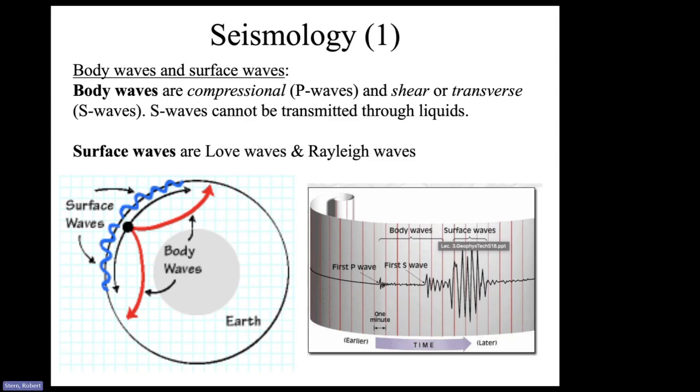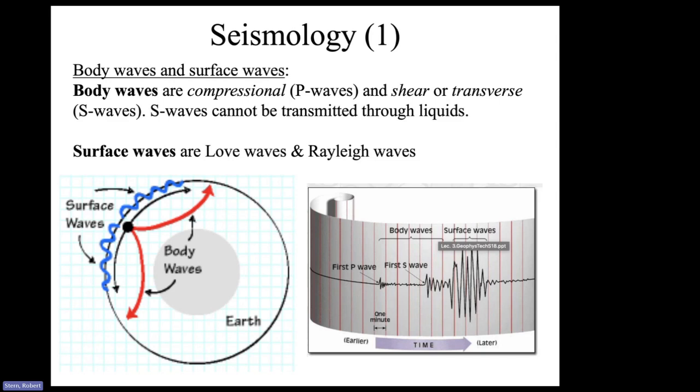The difference between them is that P waves can be transmitted through solids and liquids, whereas shear waves cannot be transmitted through liquids. So sound is a P wave, if you want to think about it that way. And the body it's being transmitted through is called the atmosphere. Surface waves are two kinds, Love waves and Rayleigh waves. We'll talk a lot less about surface waves than body waves in this course.